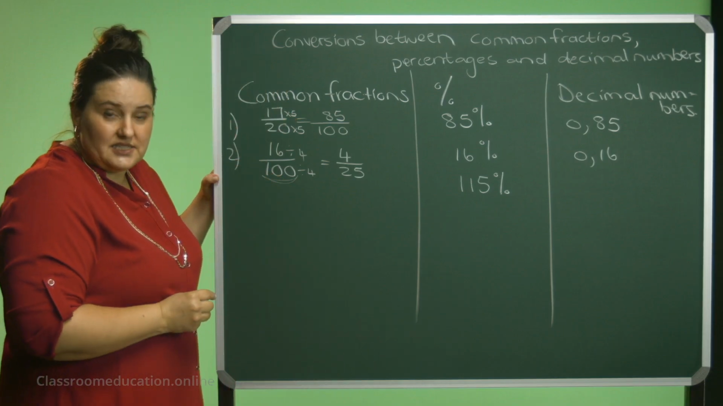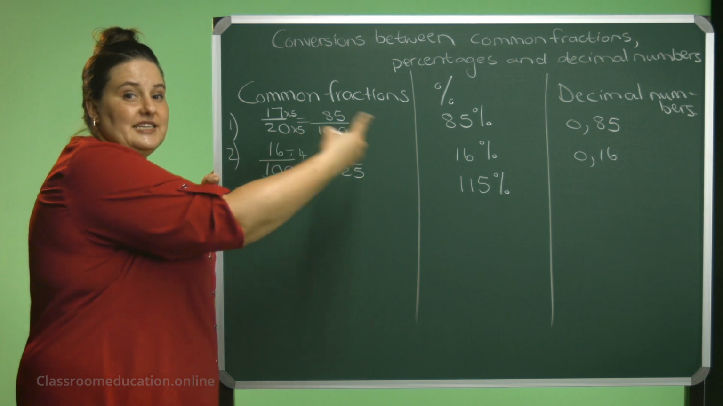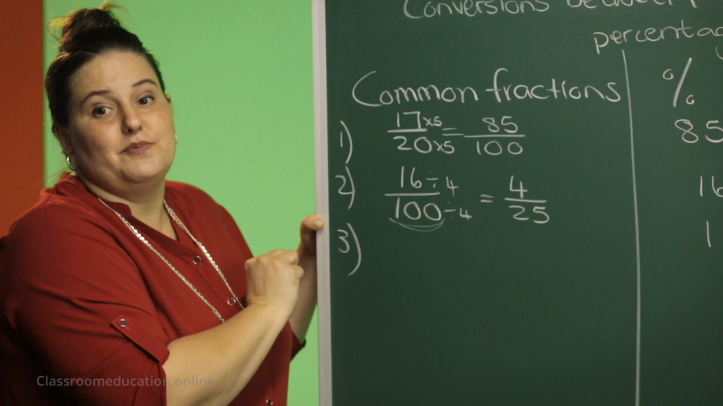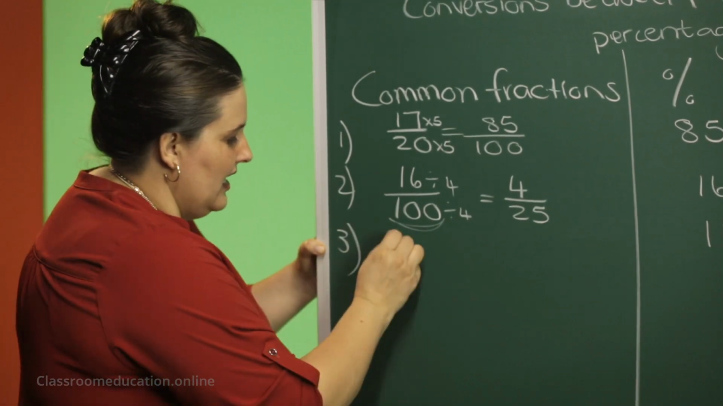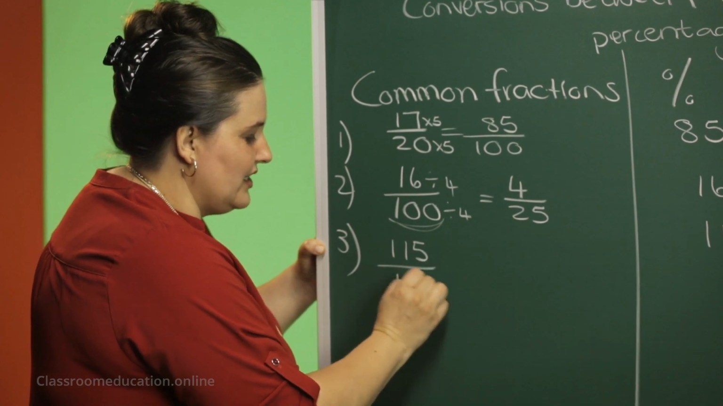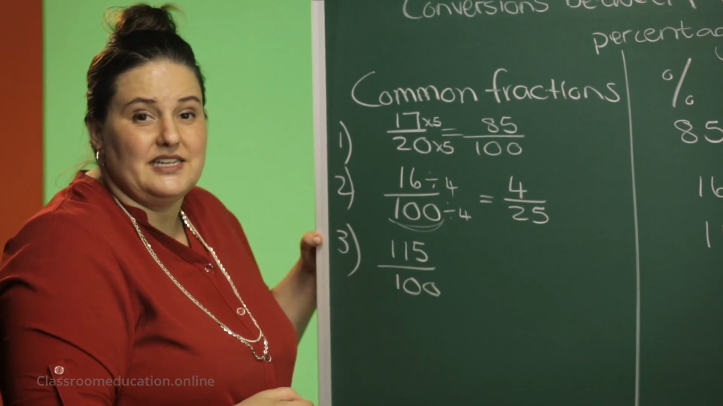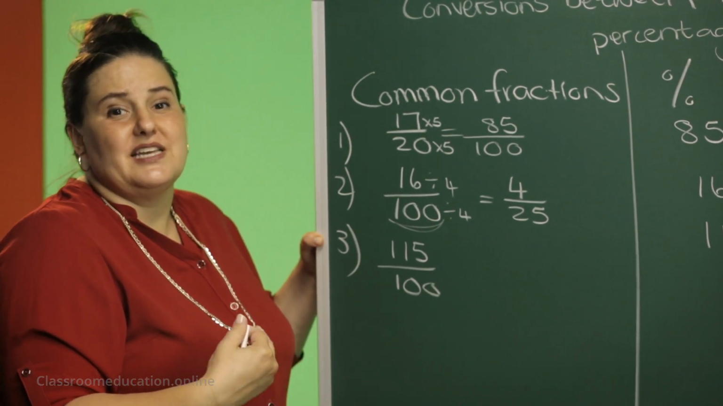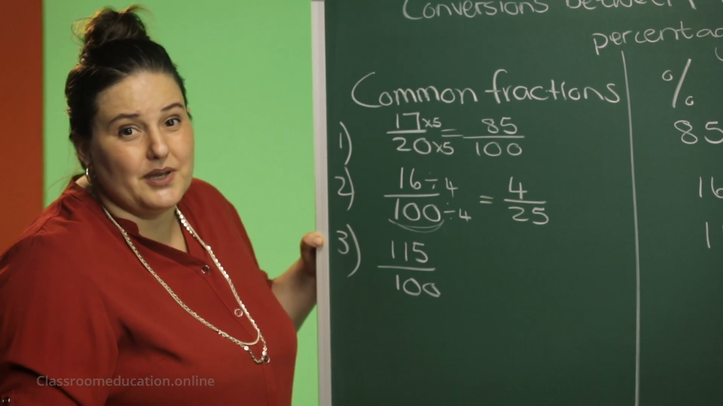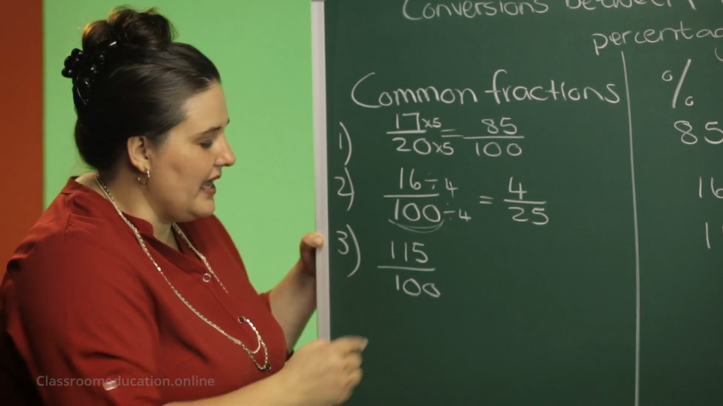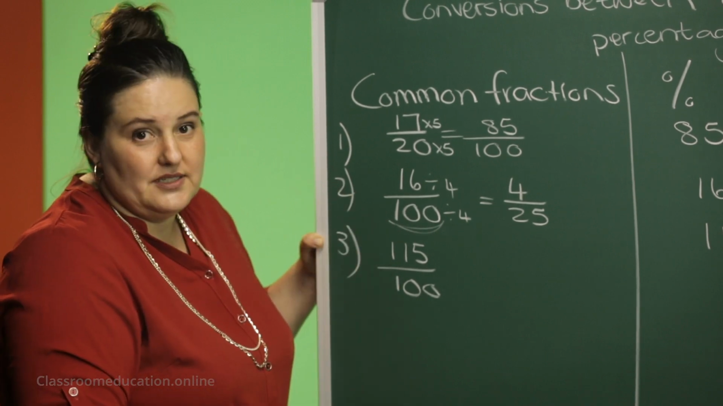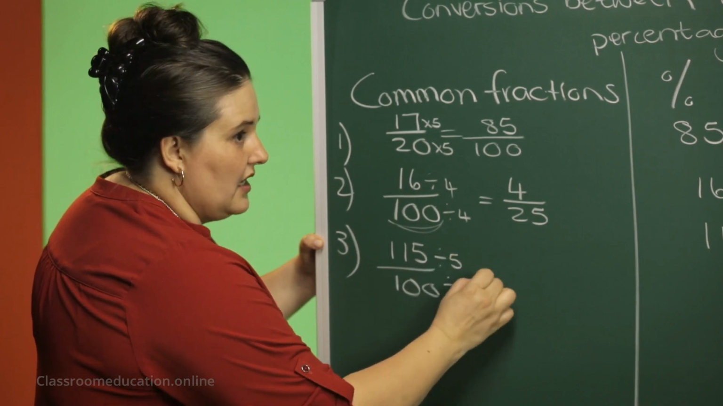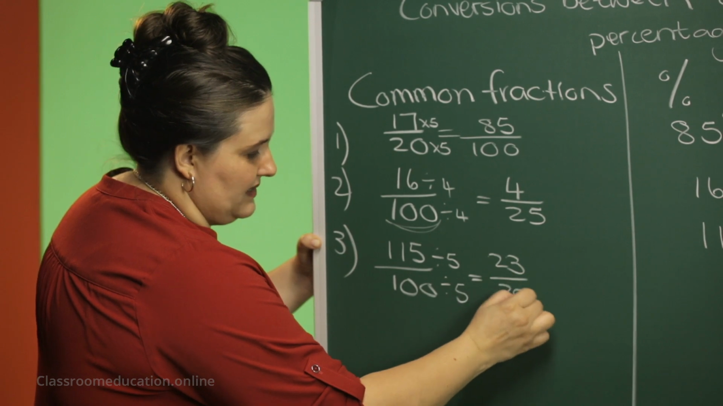What will you do if I give you 115%? And you need to change this now to a common fraction and a decimal number. Let's start with a common fraction. What does percentage mean? Out of 100. 115 out of 100. Is it possible to get percentages more than 100? Maybe not in a test. But if you think of percentage increase with the electricity bill, it's more than common. Okay. 115 over 100. Simplify. Divide top and bottom with a 5. So I will have 23/20.